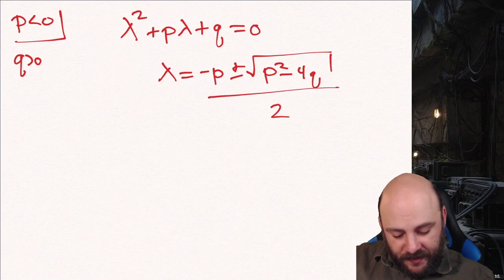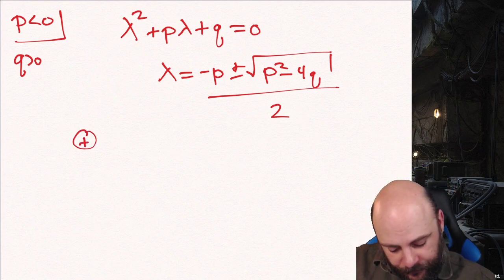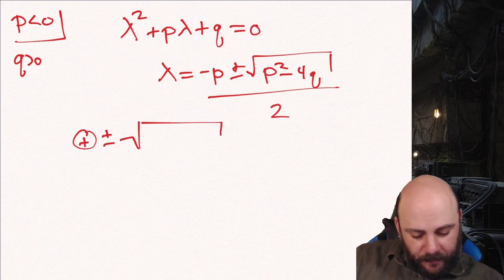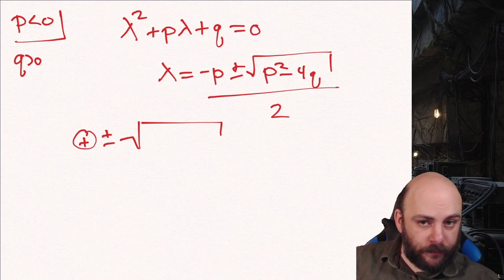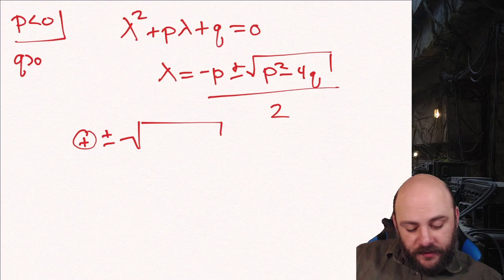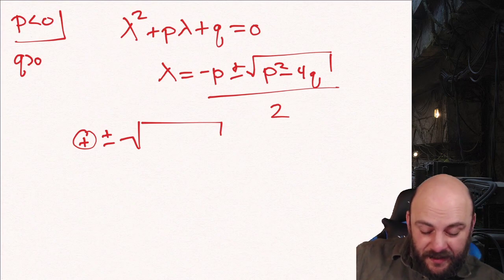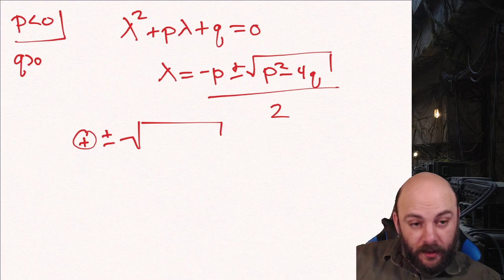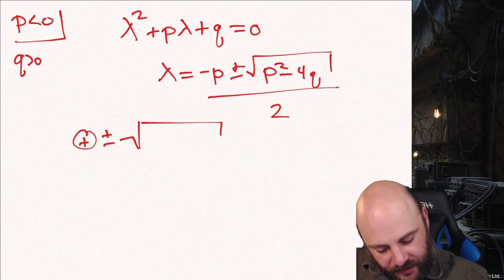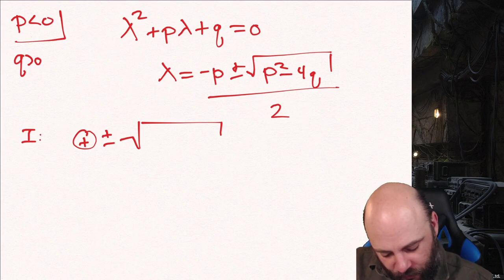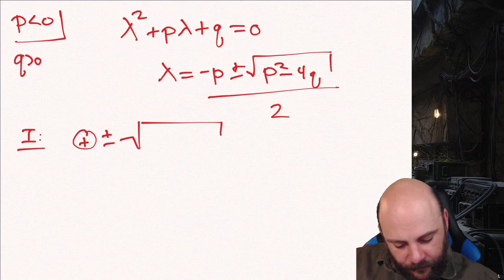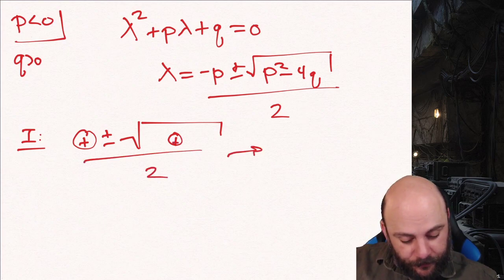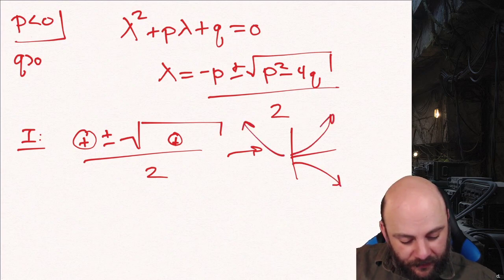Now if P is negative, then we've got a positive term plus or minus the square root of, let's look at P squared minus 4Q. It depends on the relative size of things, because this could be a real number, and then we've got two positive values. Think about it this way: we've got a case that we've already covered, where all of that is a positive number divided by 2. This leads to exponential growth, and we have a nodal source.